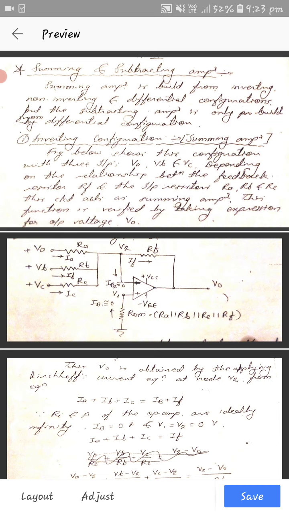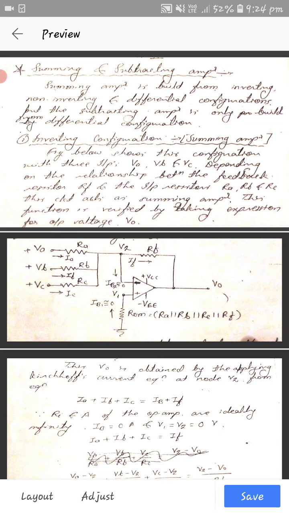The summing amplifier is built from inverting, non-inverting and differential configurations. A summing amplifier, that means the adder or addition of the input voltages, is built from the inverting amplifier, non-inverting amplifier, or differential configurations. But the subtracting amplifier is only built from the differential configuration.